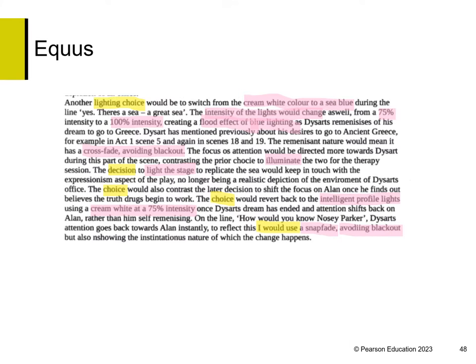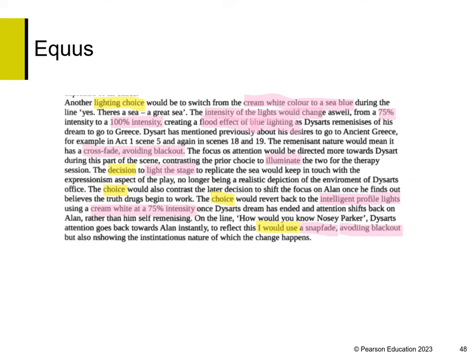And finally for this one, we've got Equus. Lighting choices, decisions, choice. What this candidate has done is use slightly different terminology. They've talked about decisions and choices, but actually it's their decisions, their choices. So if you read the first line, another lighting choice would be to switch. That's another way of saying, as a lighting designer, I would switch. So that's absolutely fine. But in the pink, this is what they would be doing with the lights.